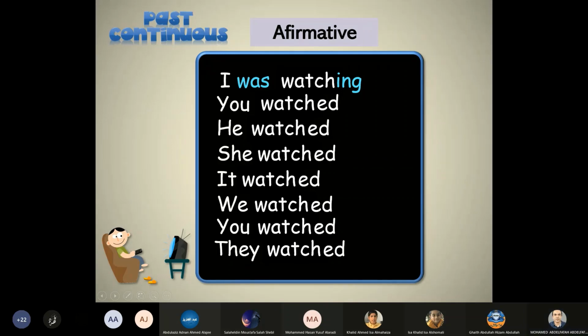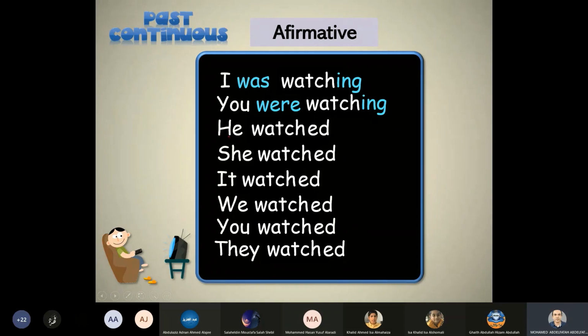Again, students, this is the original verb, watch. When you come to make a sentence in the past continuous tense, use was or were. That depends on the subject of your sentence. Here the subject is I. So I was. I was watch? No, you have to add ing to the verb. I was watching TV, for example. If the subject is you, we use the auxiliary verb were. Excellent. You were watching. Don't forget to add ing to the end of the verb. I was watching and you were watching.